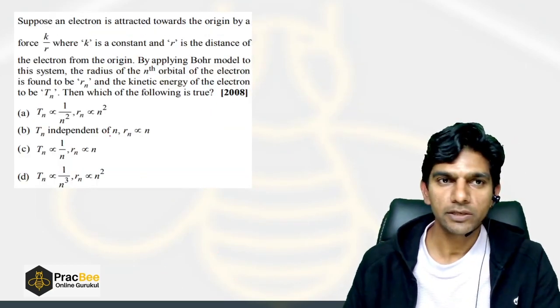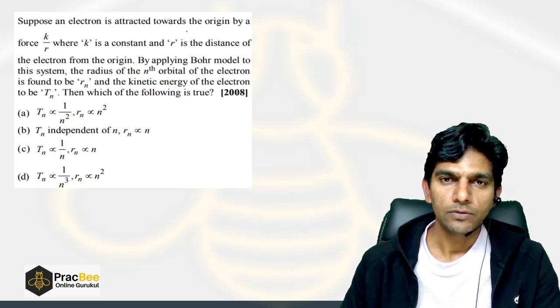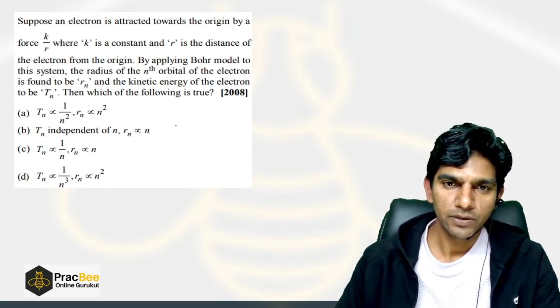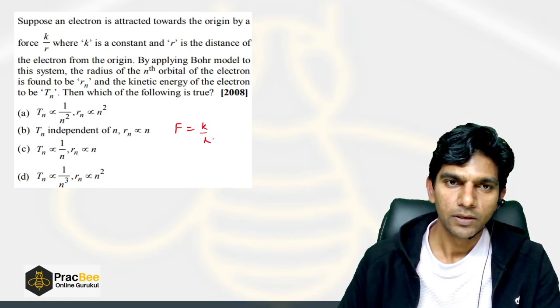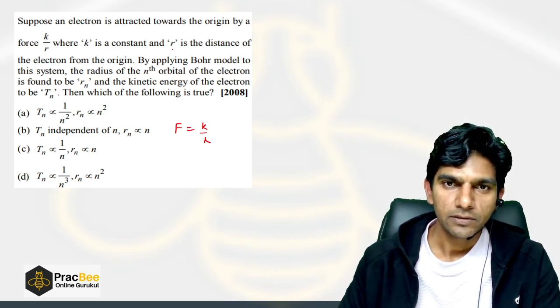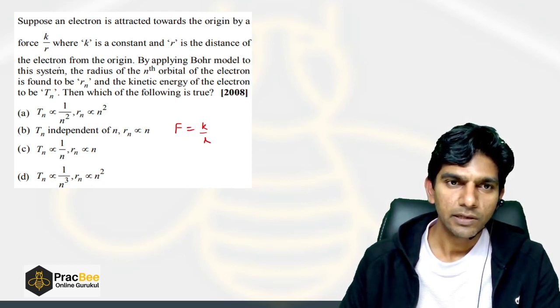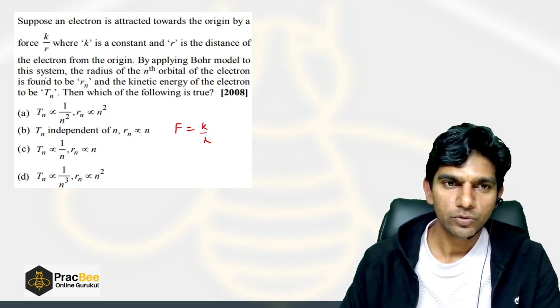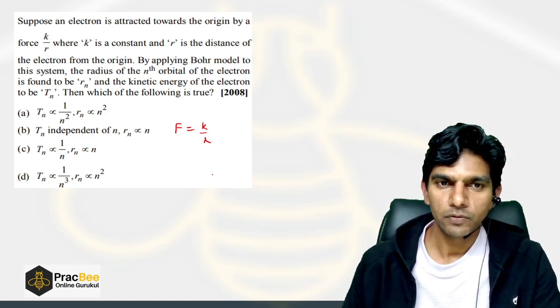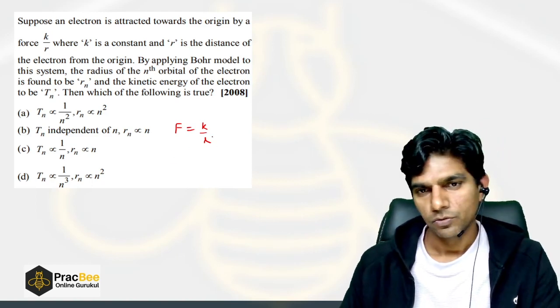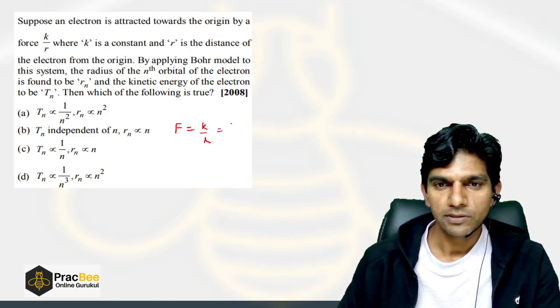Now let us see one more case. Suppose an electron is attracted towards the origin by a force. So we are given the force as K by R, where K is a constant and R is the distance of the electron from the origin. By applying Bohr's model to this system, the radius of the nth orbit of the electron is found to be Rn, and the kinetic energy of the electron to be Tn. Then which of the following is true? Okay, so we know that this force is nothing but the centripetal force.